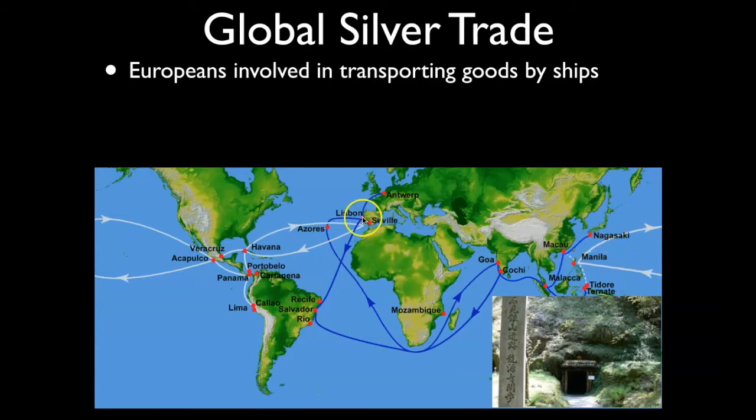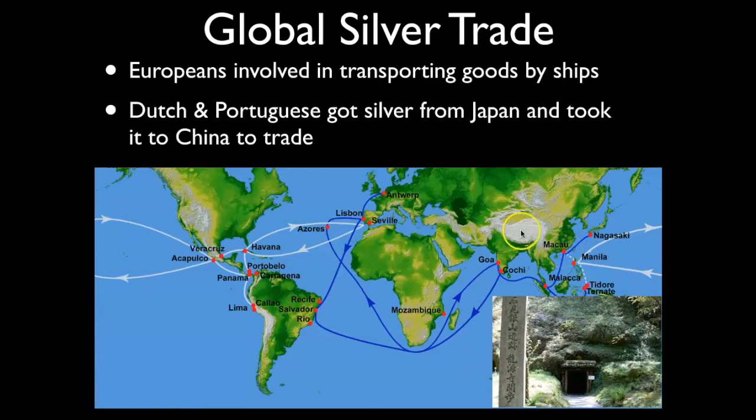And so what these other rival European players, like the Dutch and the Portuguese, started doing was to sail around Africa, sail over to Japan, and pick up silver from Japan in their boats and bring it over to China, where they would sell it to the Chinese in exchange for those East Asian luxury goods that they wanted to get their hands on. So the Dutch and the Portuguese were getting silver from Japan and taking it to China. The role that the European states are playing is more as a facilitator and mover of those goods.